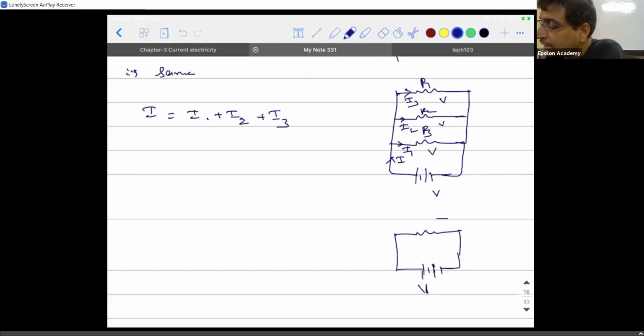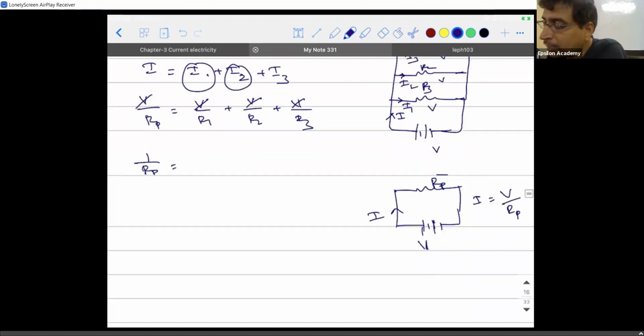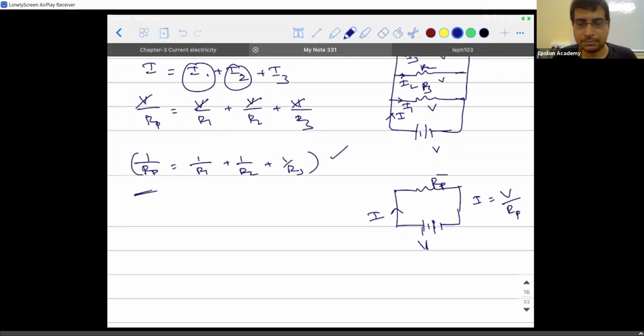Okay, where RP is the equivalent resistance for parallel. Then the same amount of current will be supplied by the battery, so can I write I is equal to V divided by RP? If I substitute it here, V divided by RP will be equal to I1, which is V divided by R1, I2 is V divided by R2, I3 is V divided by R3. V will get cancelled. 1 by RP will be equal to 1 by R1 plus 1 by R2 plus 1 by R3. Okay, so this is going to be the equivalent resistance for a parallel connection.